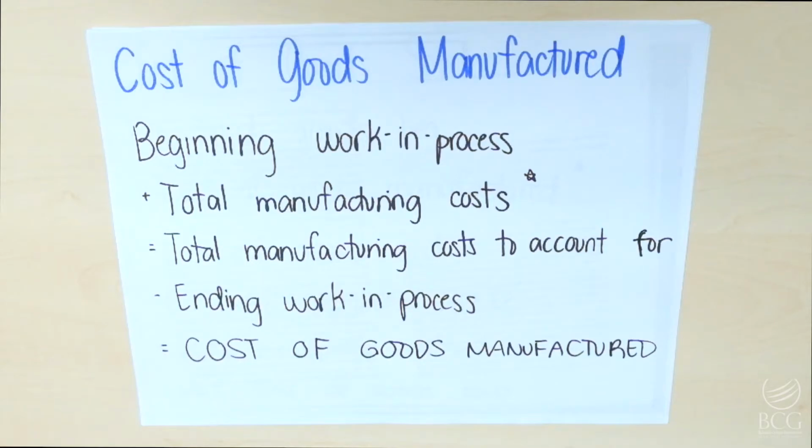The total manufacturing costs will then be added to the beginning work in process to get the total manufacturing costs to account for. The ending work in process is then deducted to finally get the cost of goods manufactured.